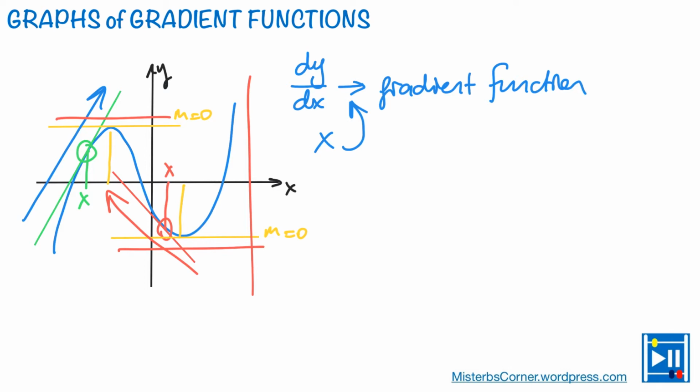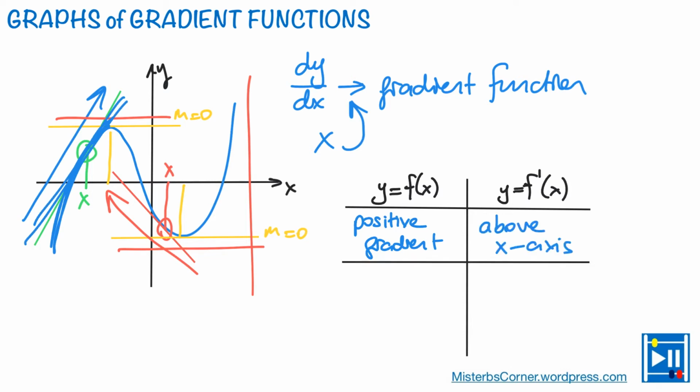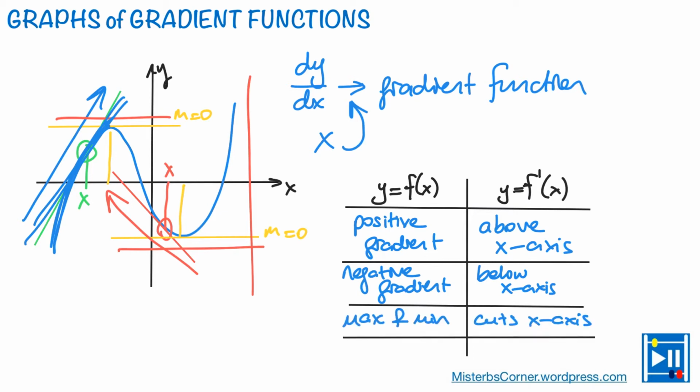So now let's try to figure out the behavior of the gradient function by looking at the function itself. If we have a positive gradient, if the function is increasing like here, right, we'll have the positive gradient. We should be sketching the gradient function graph above the x-axis because that is where the y values are positive. And certainly when you have a negative gradient, the graph of the gradient function should be below the x-axis. Maximum and minimum points should cut the x-axis, whereas the point of inflection will touch the x-axis.